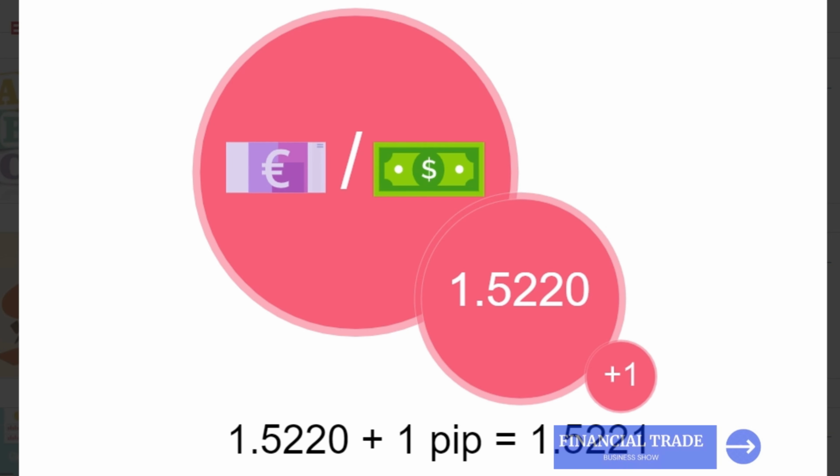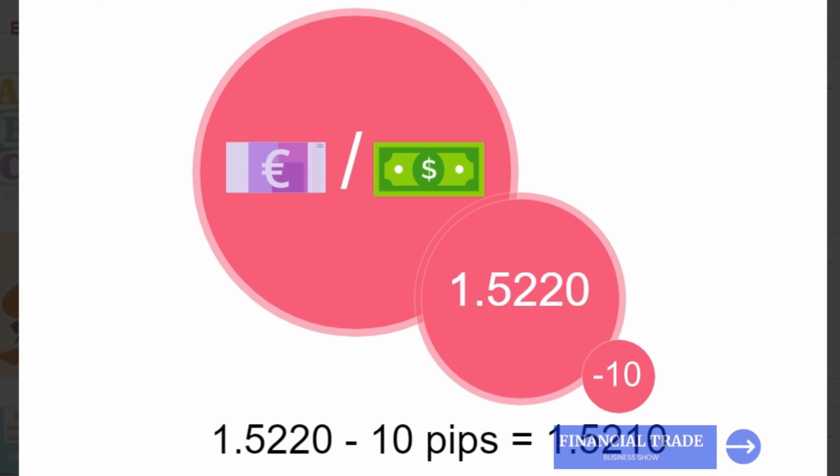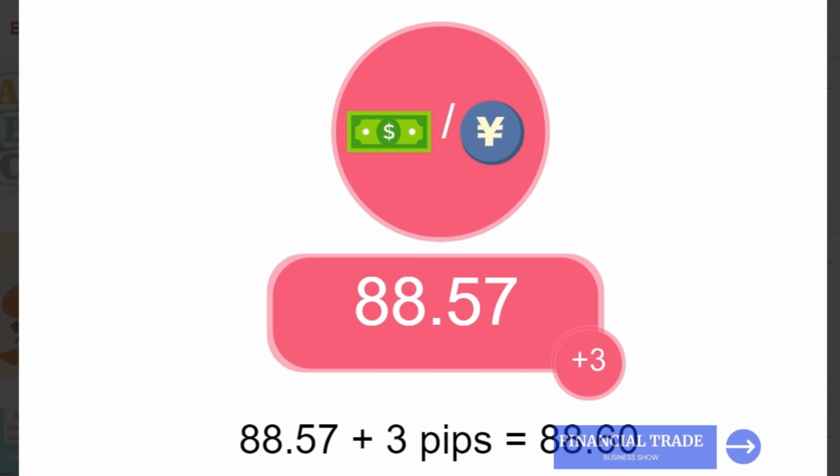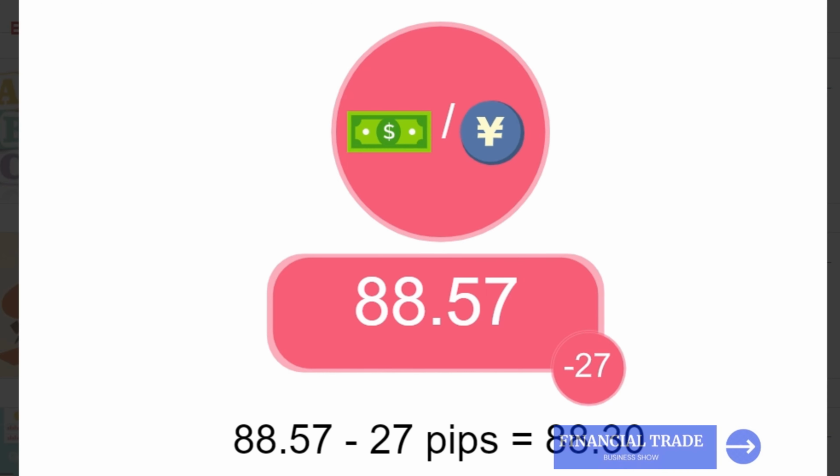If the exchange rate was previously 1.5220 and now it rose by 1 pip, the exchange rate will be 1.5221. If the exchange rate fell by 10 pips, it would be 1.5210, and so on. The Japanese yen is different. For the Japanese yen, the pip is denoted at 2 places after the decimal point, meaning that if the US dollar Japanese yen is 88.57, then the pip is equal to 7. If the exchange rate rises by 3 pips, it will be equal to 88.60. And if it decreases by 27 pips, the exchange rate would be 88.30.